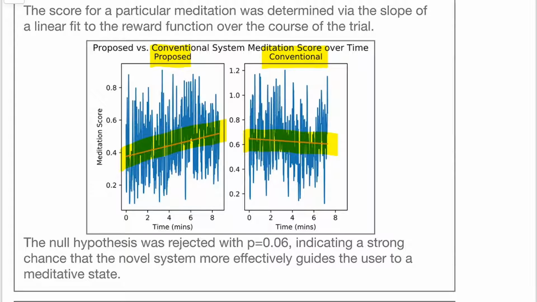To form our conclusions, we applied a Z-score analysis on the dataset composed of the slopes of the meditation score over time from each trial. We found p equals 0.06 for the null hypothesis that there was either negative or no difference between the two systems, indicating that the proposed system functioned better than the conventional neurofeedback system for promoting a meditative brain state.